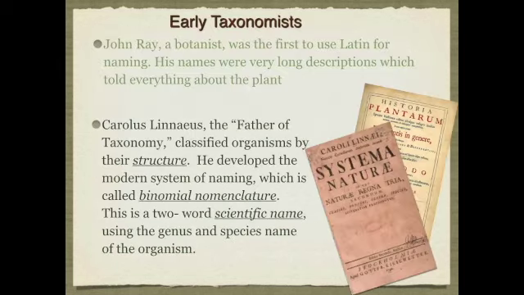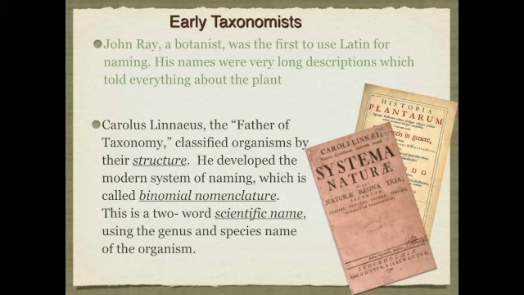An early taxonomist, John Ray, was a botanist, which meant he studied plants. He was one of the first to use Latin in naming. Latin is going to be the language that we're going to focus on for taxonomy. His names were very long descriptions in Latin. So instead of giving it a name, he would describe size, color, length, and so forth, pattern. So this was a very long description, very hard to classify everything, all these different species.